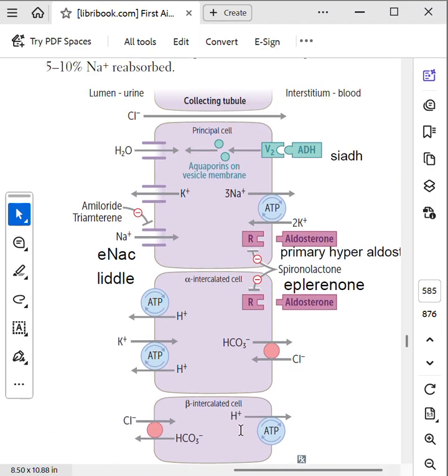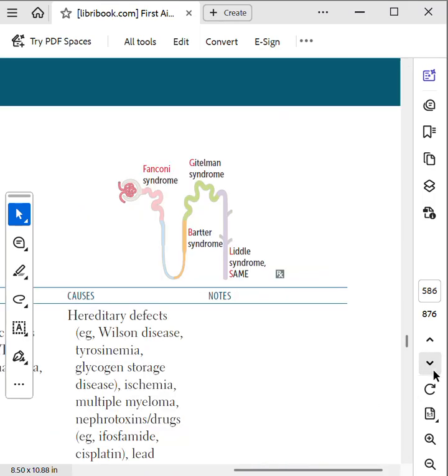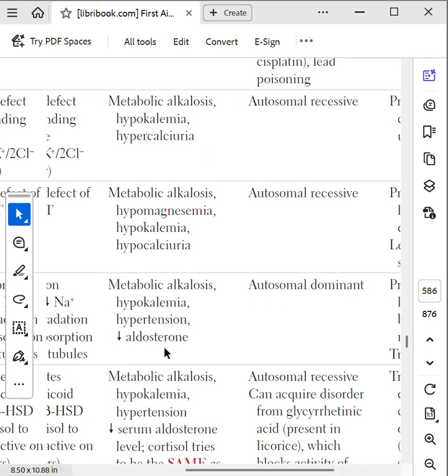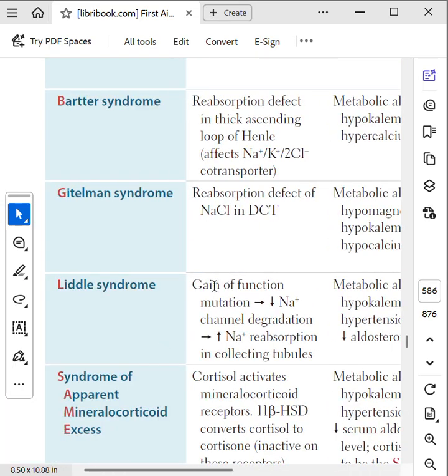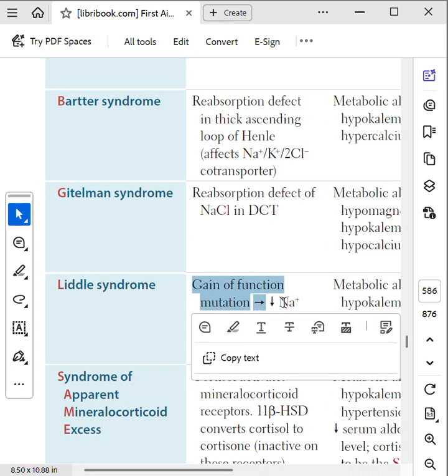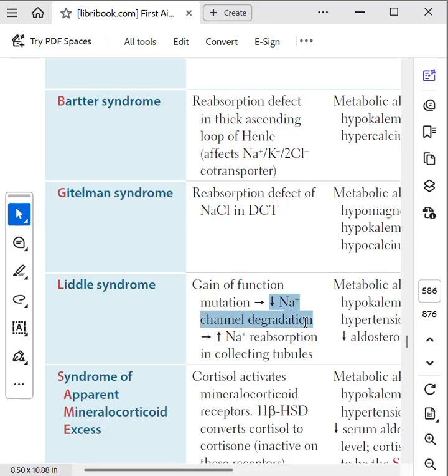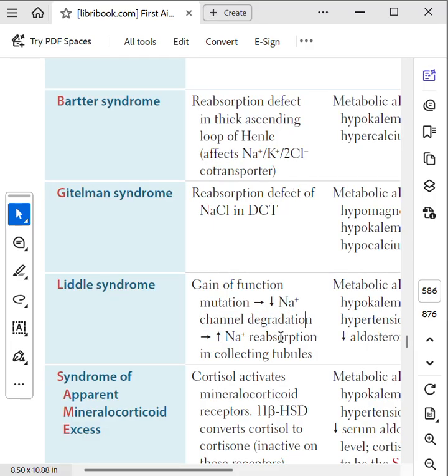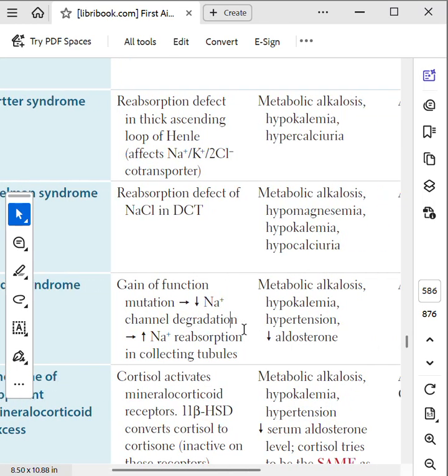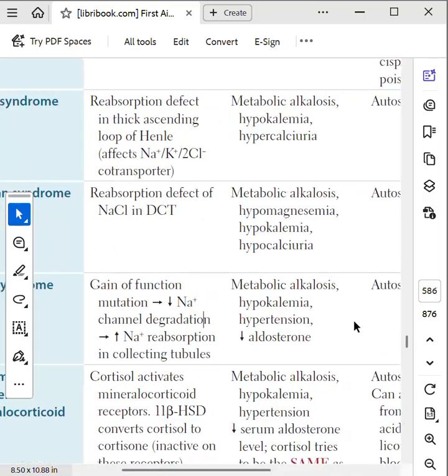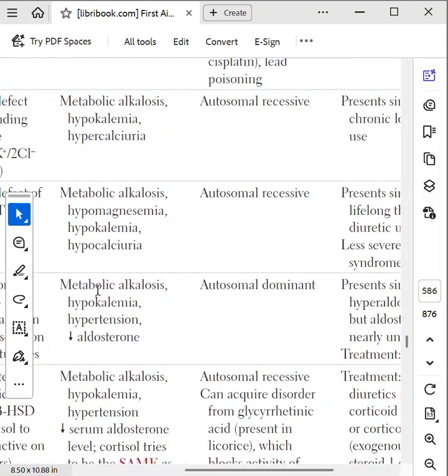Now let's go and see what Liddle syndrome is. Liddle syndrome is a gain of function mutation. The sodium channel degradation is impaired and sodium reabsorption is increased in the collecting tubules. What you get here is basically metabolic alkalosis, hypokalemia, and hypertension. Because so much sodium is being retained, you get hypertension and aldosterone is then decreased.